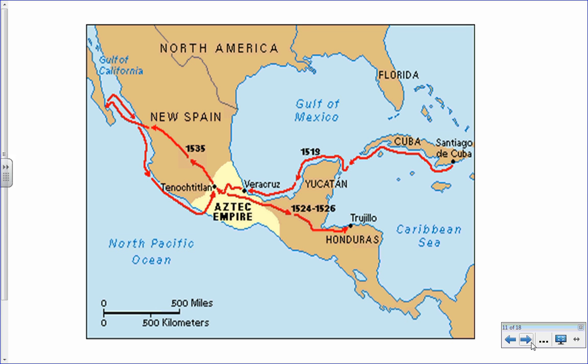Okay, and this is just a quick visual so you can see where Cortez landed on the Yucatan Peninsula, and then here to Veracruz where he colonized, and then into Mexico City where he wiped out this empire and continued up here conquering and claiming for Spain.